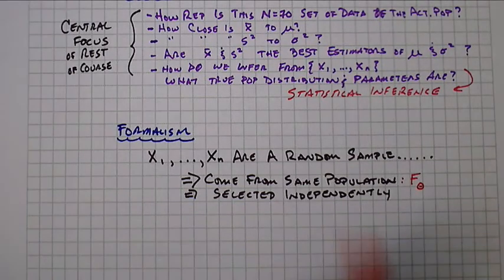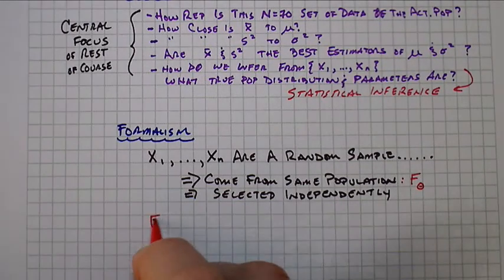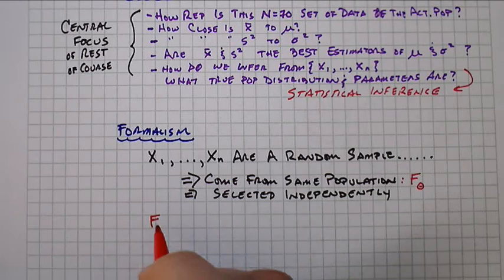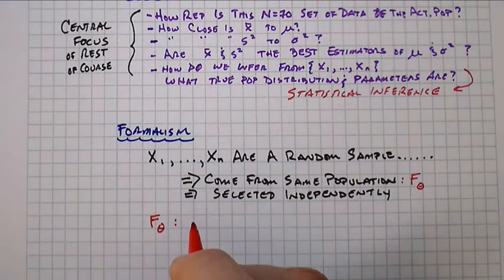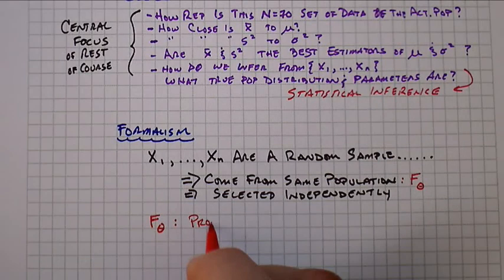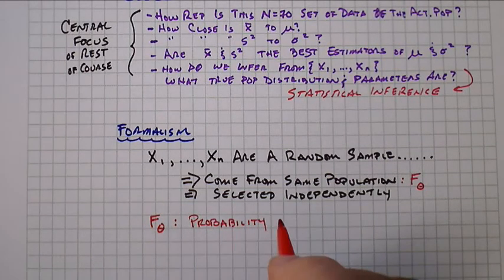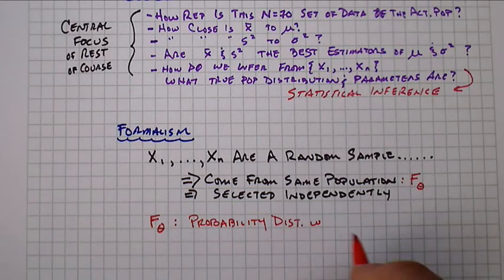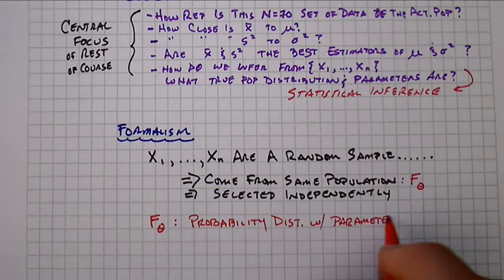Right? So I've written this as capital F. That might be the CDF. It could actually be lowercase f and the PDF if we wanted to. But that's just our notation here for the probability distribution with parameters theta, meaning theta could be more than 1 here.